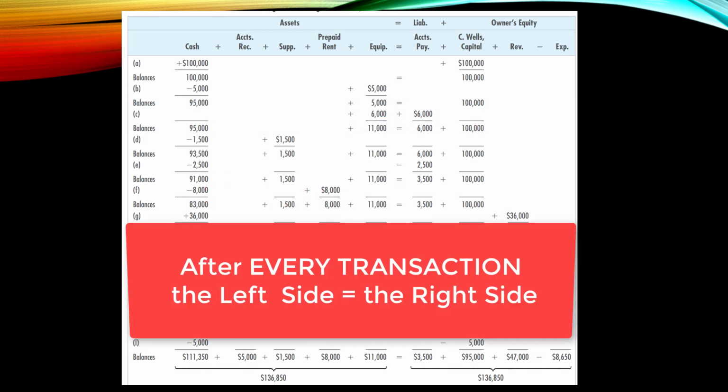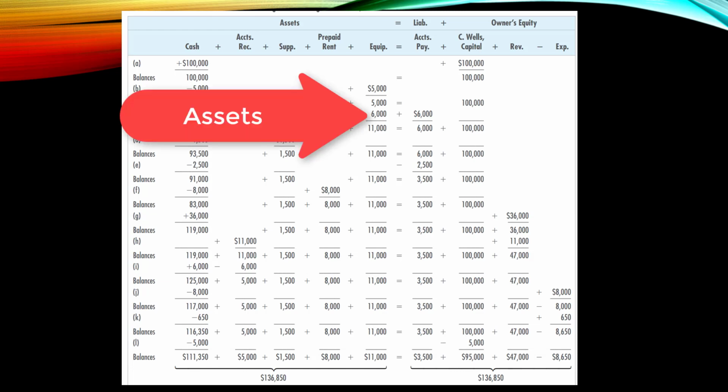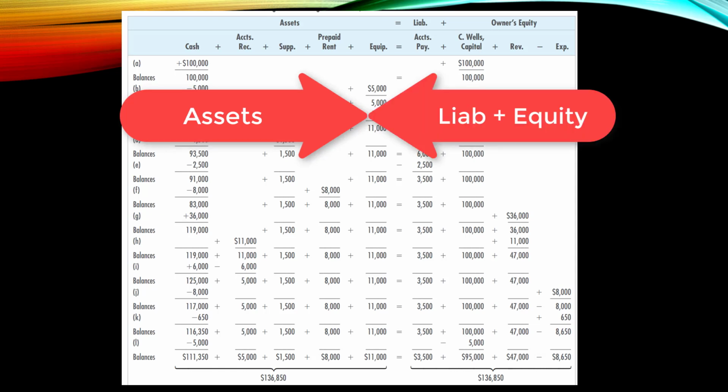Remember, after every single accounting transaction, the fundamental accounting equation needs to be in balance. That is to say, the asset side of the equation has to be equal to liabilities plus equity.